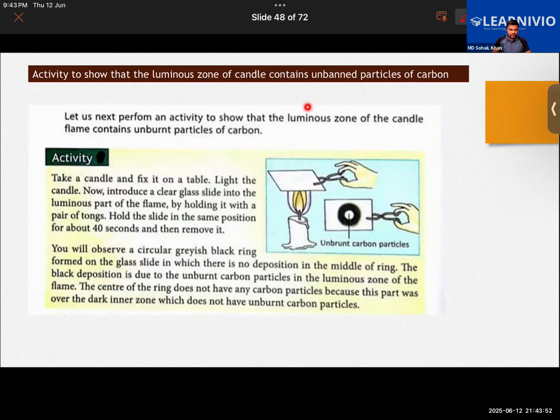Next, we're going to discuss an activity to show which zone is the luminous zone. Is the luminous zone the innermost zone, the middle zone, or the outermost zone? Which zone is this? The luminous zone. Sir, the outer. What are you saying here? No, outermost? Luminous, you understand? Luminous is something that gives out light.